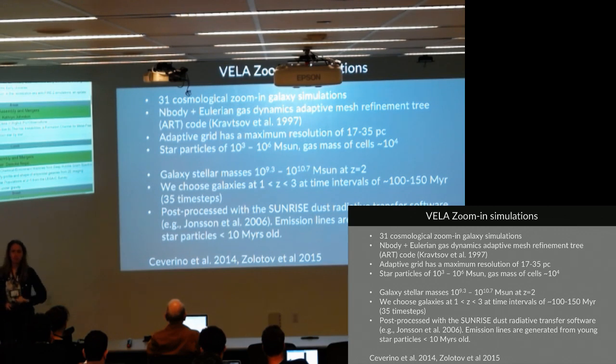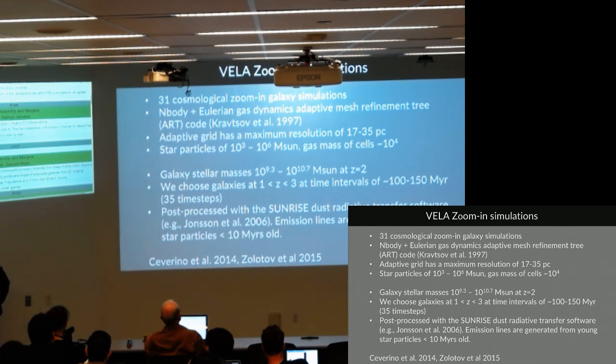Briefly, many of you are familiar with the VELA simulations, and they'll be highlighted in many of the talks here. This is just some relevant background information. These are 31 cosmological zoom-in galaxy simulations. They're done with an N-body and Eulerian gas dynamics code, the ART code by Andrey Kravtsov. They use an adaptive grid with a maximum resolution of about 17 to 35 parsecs. Star particles are of 10^3 to 10^4 solar masses, gas cells of 10^4. So very high resolution.